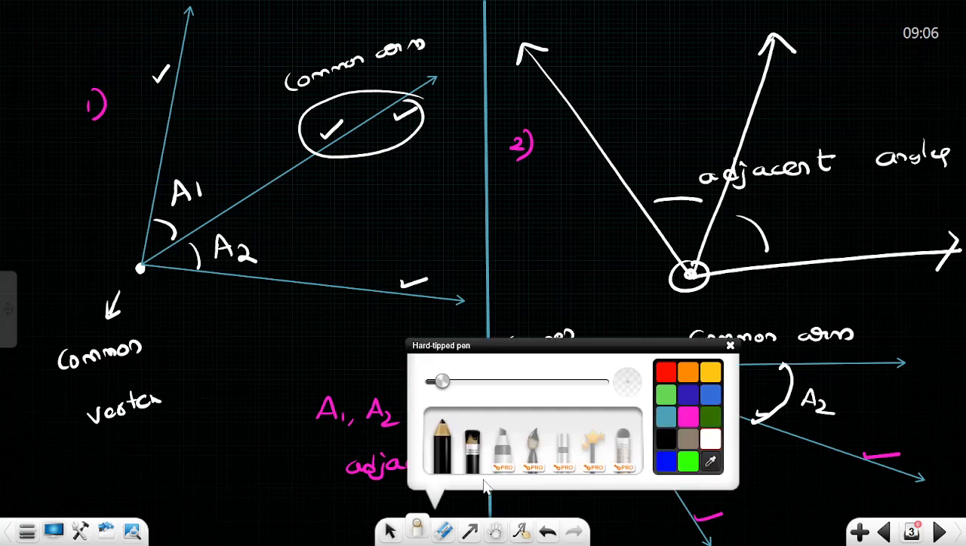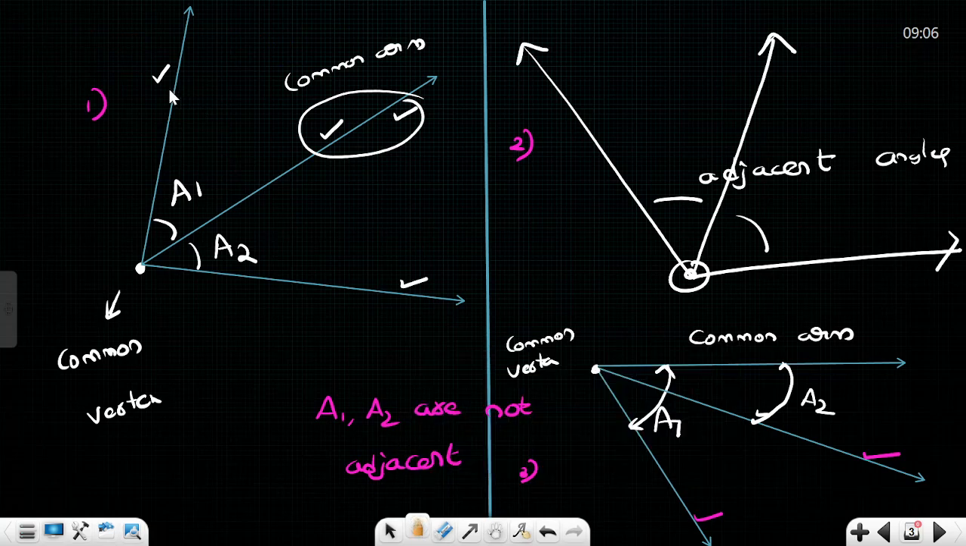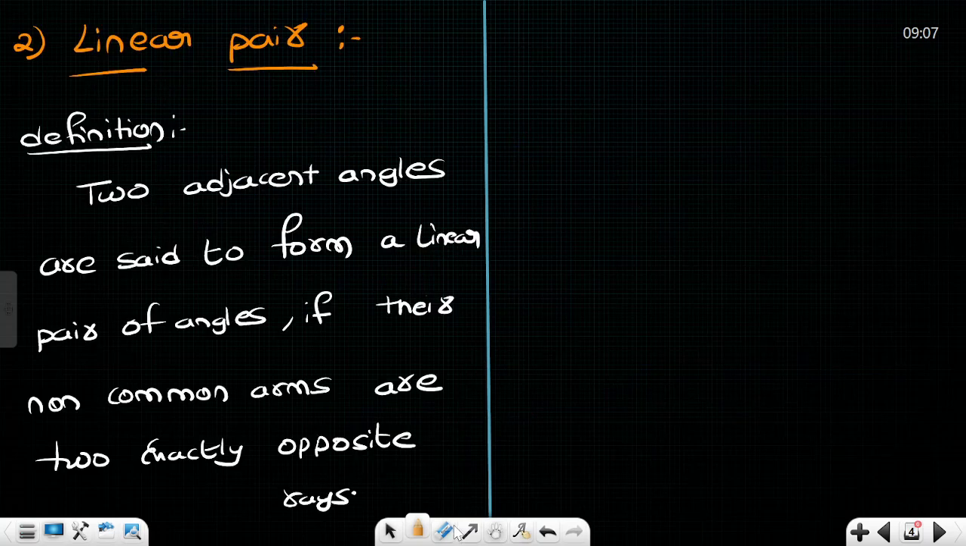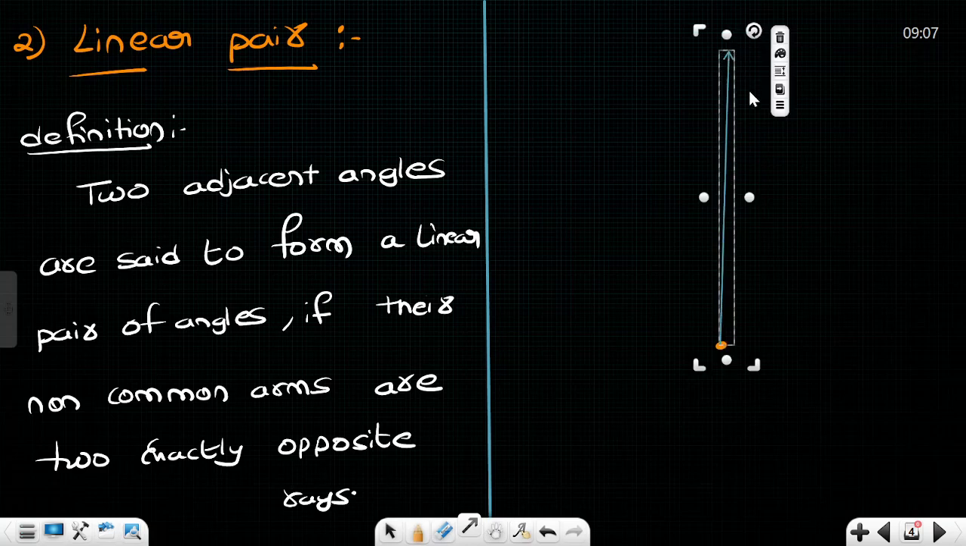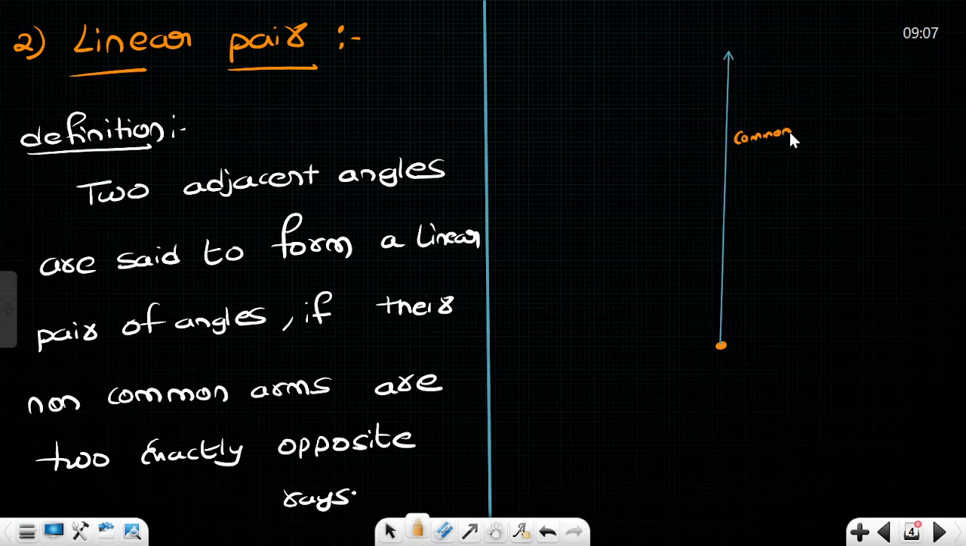So now you may get a doubt. What is a non-common arm? Sir, this is called a non-common arm, and this is also called a non-common arm. Clear? And this is going to be the common arm, which you know. Now what he is saying here is, first of all, since they are adjacent, put one common vertex and then put one common ray. So this is going to be the common ray or the common arm. Anything is fine, Akshita, ray or arm.